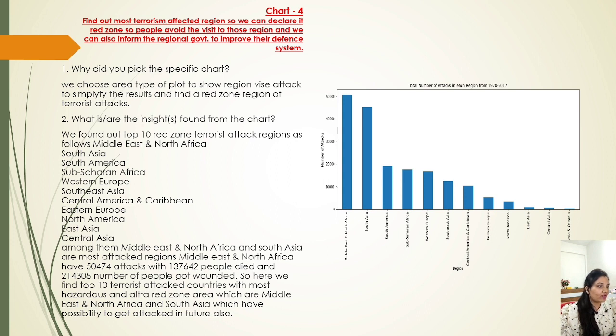Middle East and North Africa have 50,474 attacks, with 137,642 people died and 214,308 people wounded. So here we find that the ultra red zone areas are the Middle East and North Africa, and South Asia is really near to their number. These two regions have the most possibility to get attacked in the future also.